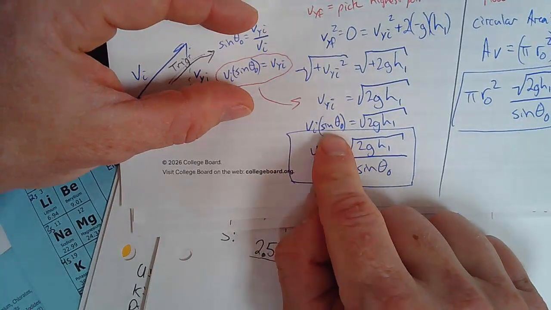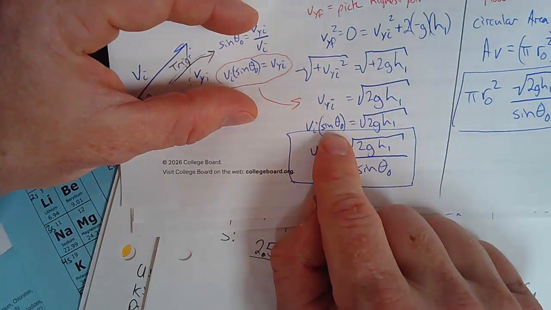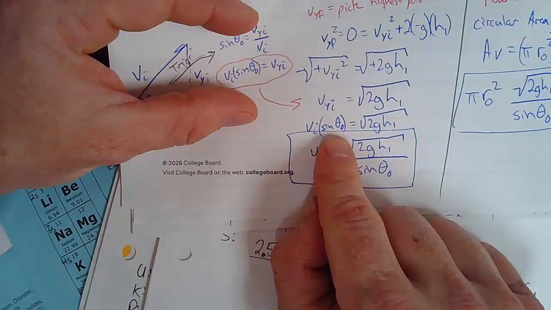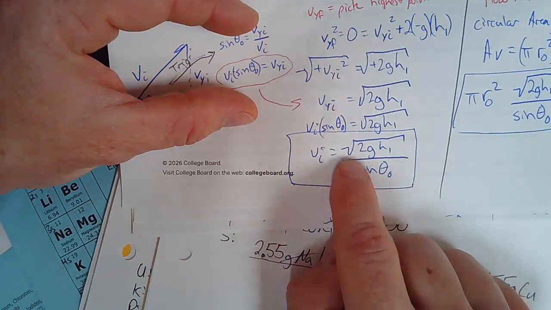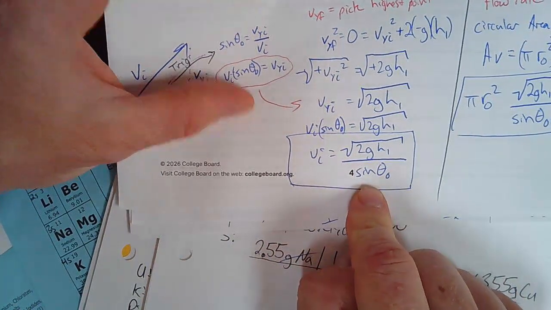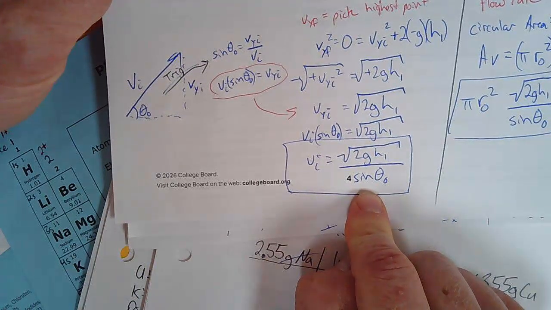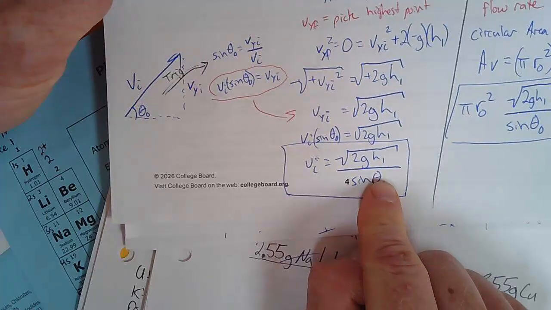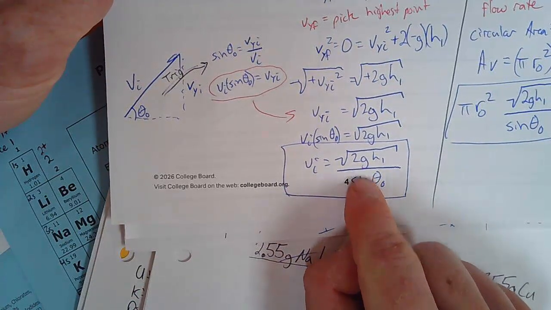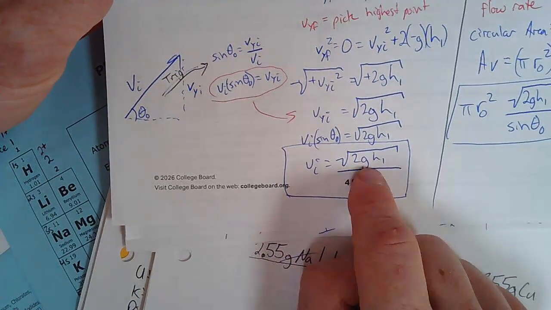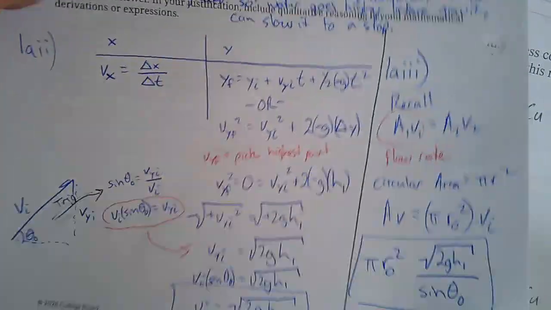And then just a little bit of algebra, divide both sides by sine of theta 0, and that'll give you this expression, which I think satisfies all of the things that they asked for, which is just to have theta 0 and h1 and fundamental constants. So 2 is fine, g is fine. Yeah, so I think that's what they're looking for.